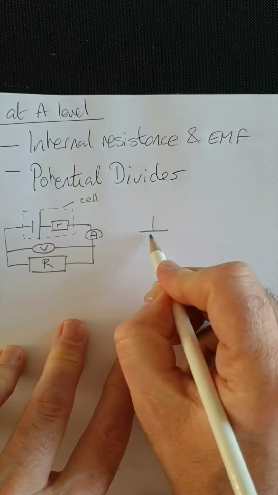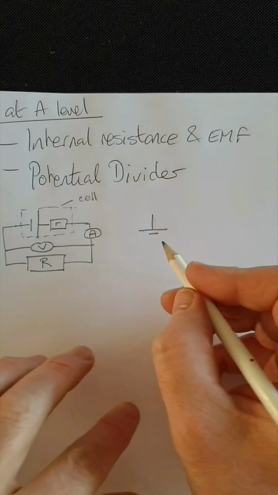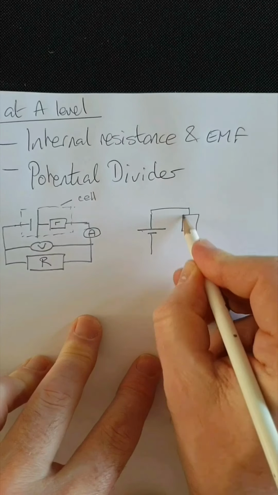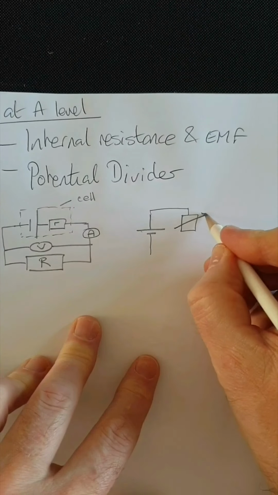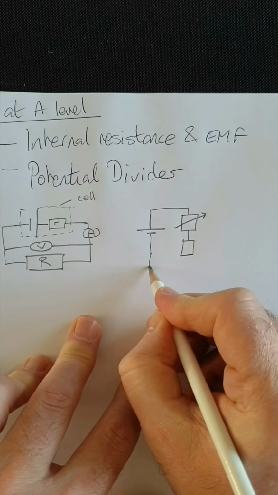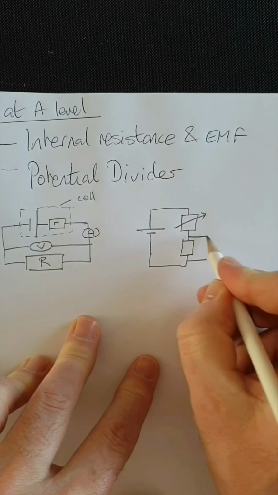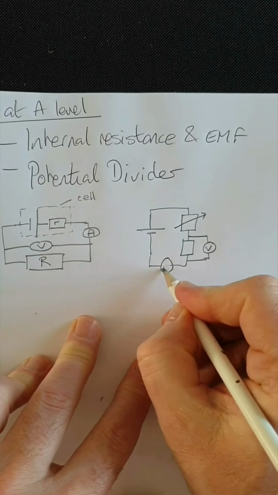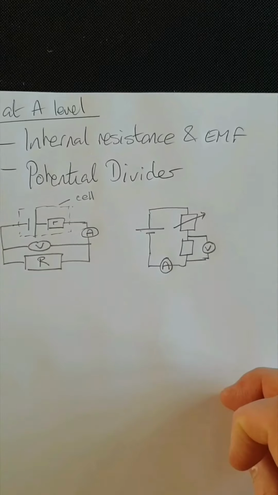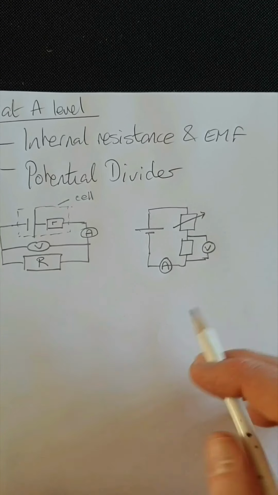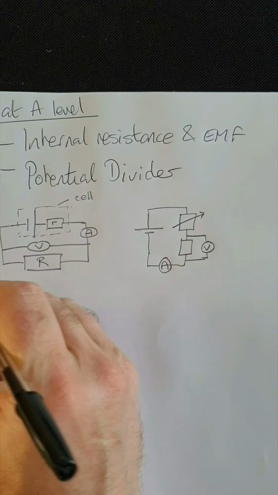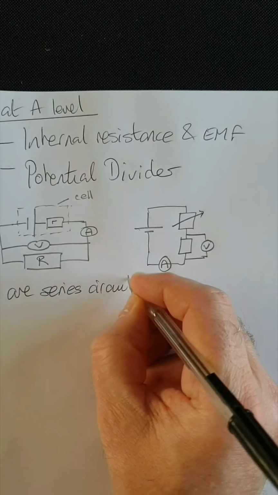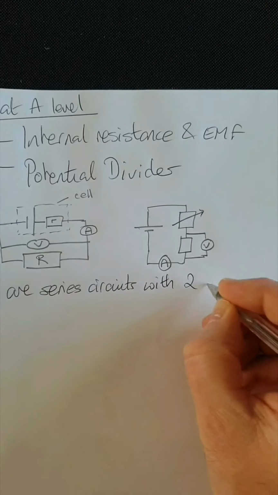And then we've got a potential divider question. Here often they tell you that the internal resistance is negligible, and we have something like this. Maybe we have a variable resistor, a second resistor, and we're interested in the voltage across here, and again perhaps we have an ammeter measuring the current. Okay. Now, the nice thing about both of these is both of these circuits are series circuits with two components.